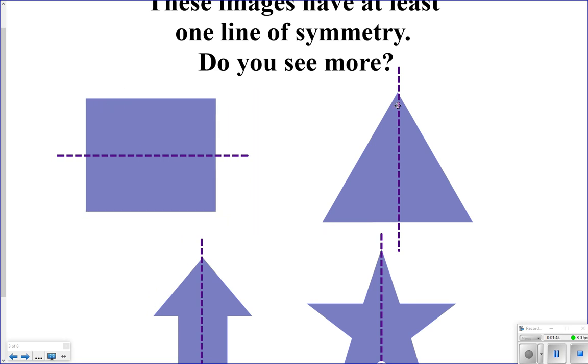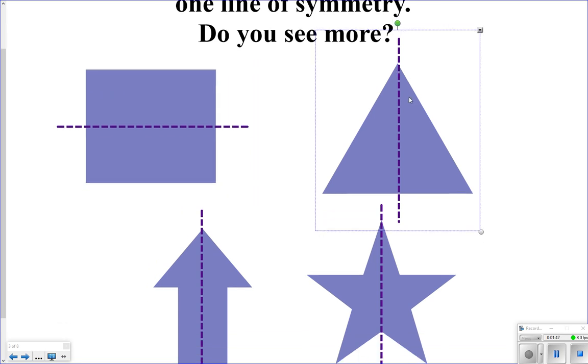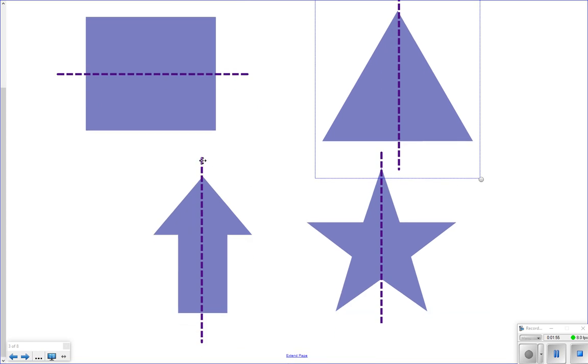Here we have this isosceles triangle. The isosceles triangle has one line of symmetry. Now you can make two similar triangles here. And in this arrow we have two equal parts, so this is a line of symmetry. Here in this star we also have equal parts, so this is a line of symmetry.